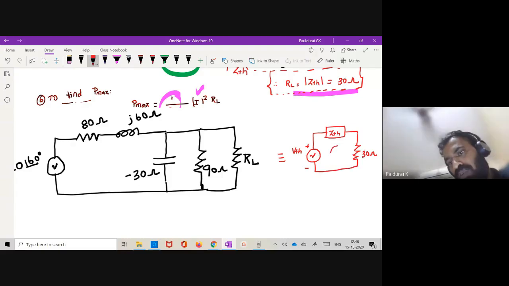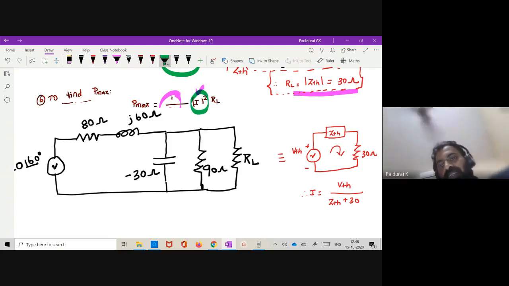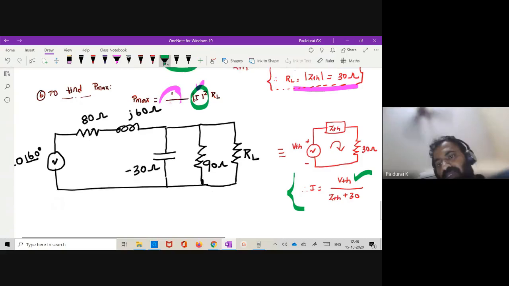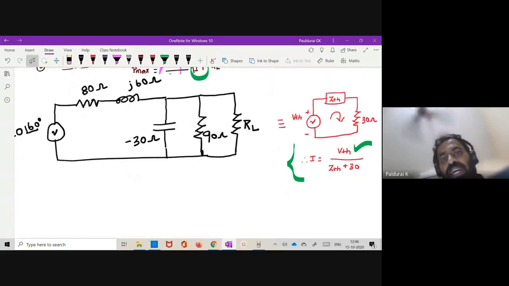So now what is my I? I am looking for I. Therefore I equal to V by R, where V is VTH and R is ZTH plus 30. That will give you this I, right? This is the way to calculate I. So in order to calculate I, what do you want to find? Again, you want to calculate VTH, but after finding VTH, just use this formula, simple Ohm's law. Calculate I, substitute in Pmax formula, you will get it. Okay. So we will do step by step.